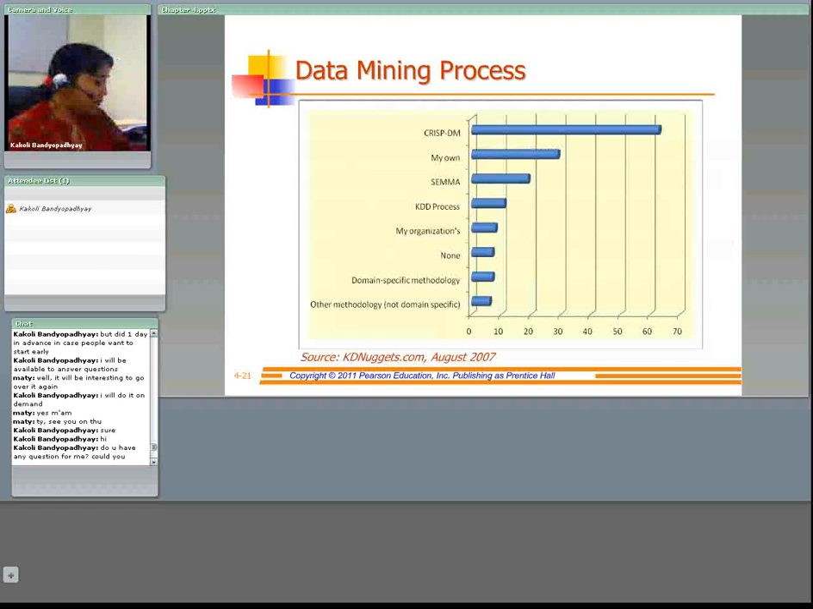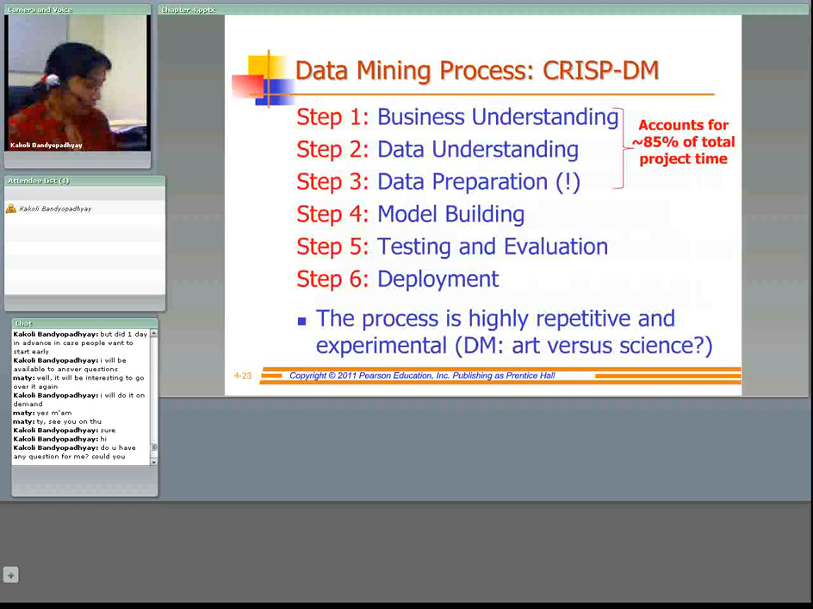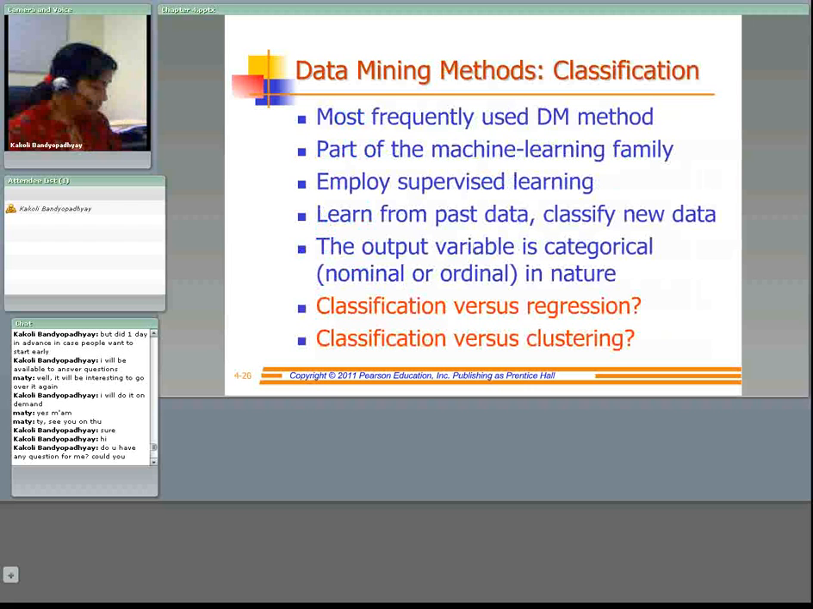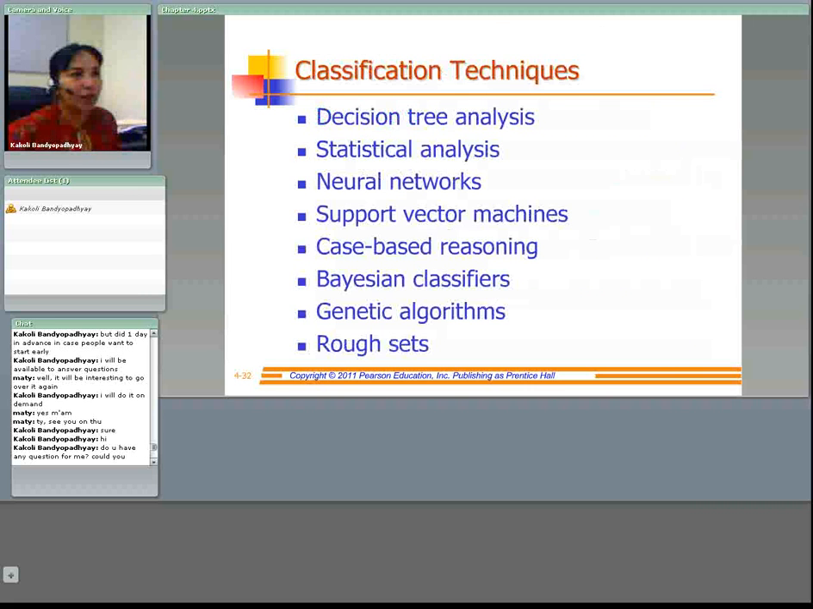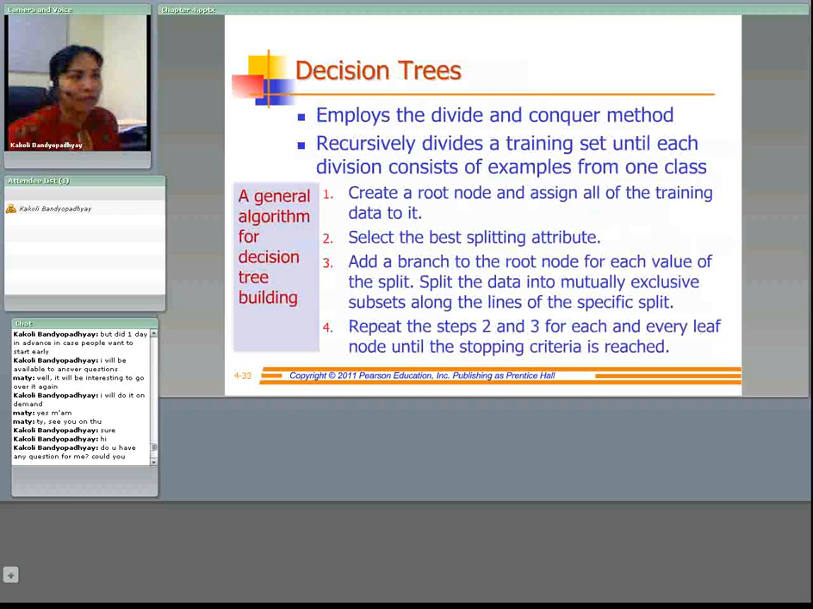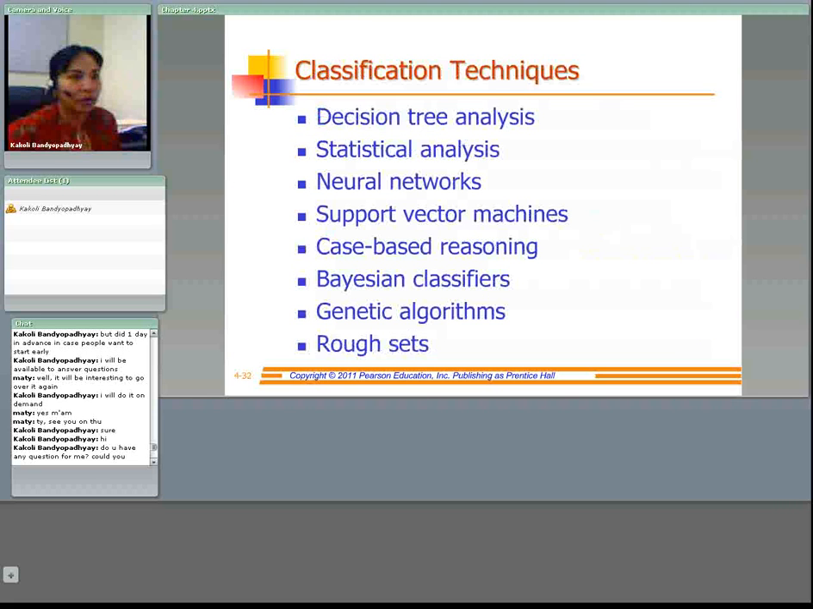Okay, we will go for some of the data mining tools. What are some of the data mining tools? Let me see if I have a slide here on data mining tools. If not, we will just talk about it. Yeah, data mining tools.